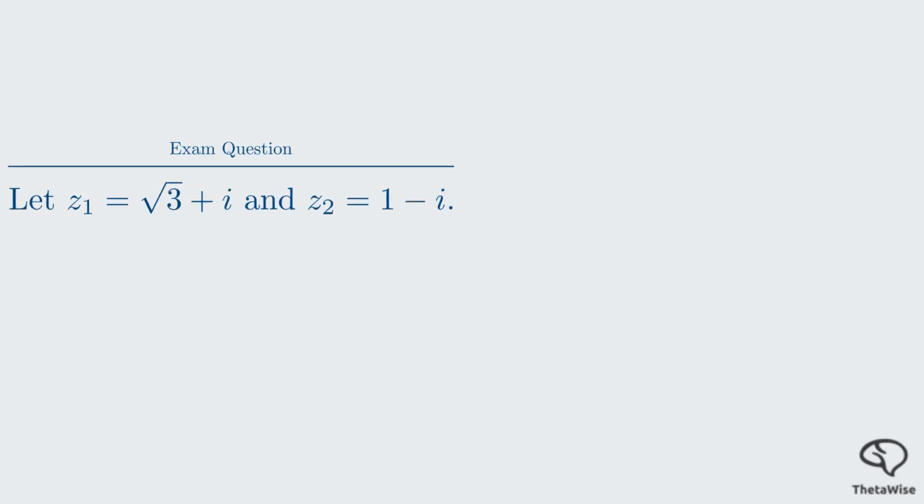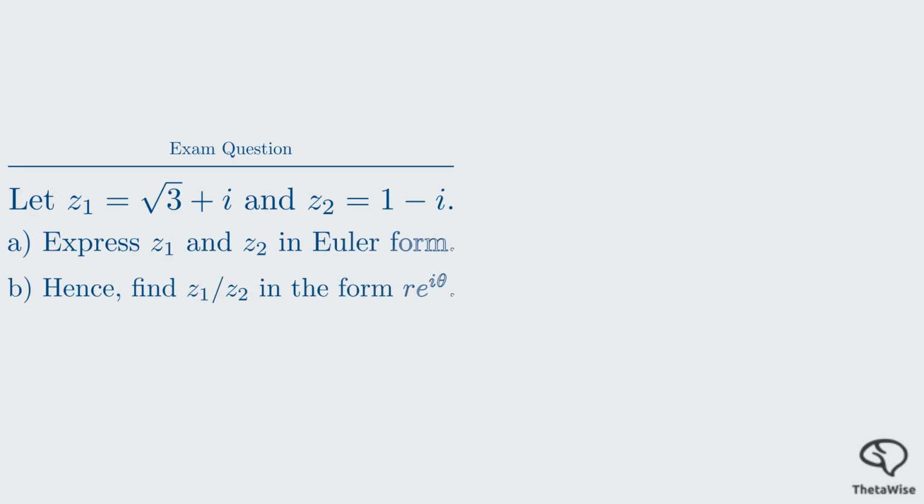Let z1 equal root 3 plus i and z2 equal 1 minus i. A. Express z1 and z2 in Euler form. B. Hence, find z1 divided by z2 in the form r e to the i theta. This is a classic paper 1 style question where you must demonstrate fluency between forms.